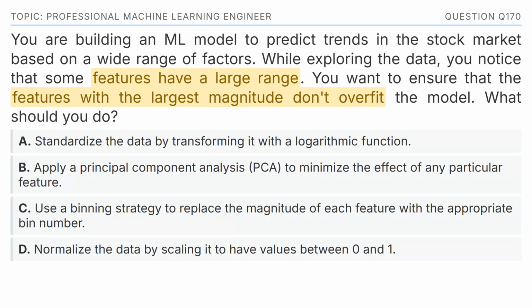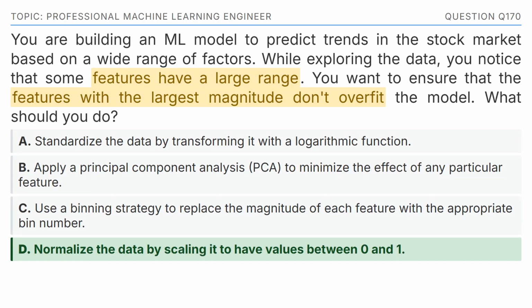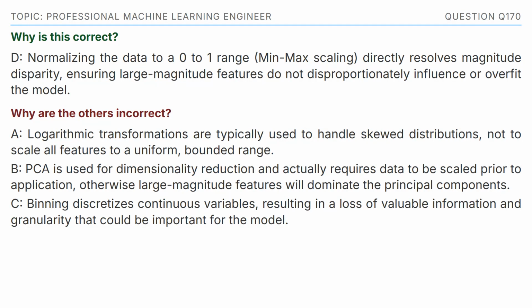To arrive at the correct answer, we focus on the keywords. Features have a large range. Features with the largest magnitude don't overfit. The correct answer is option D, normalize the data by scaling it to have values between 0 and 1. Why is this correct? D.